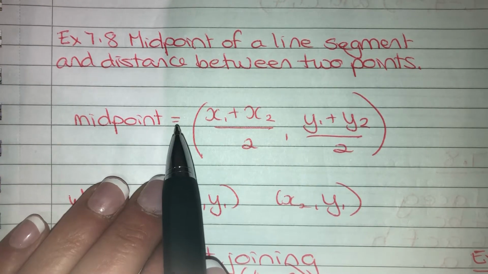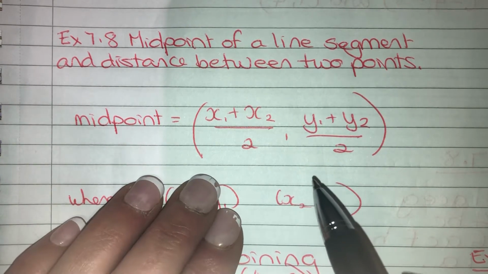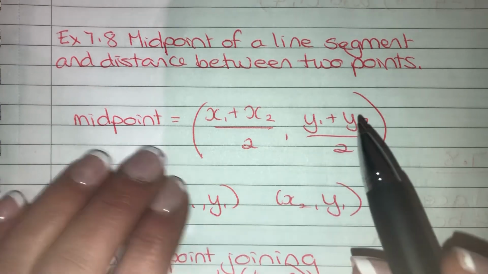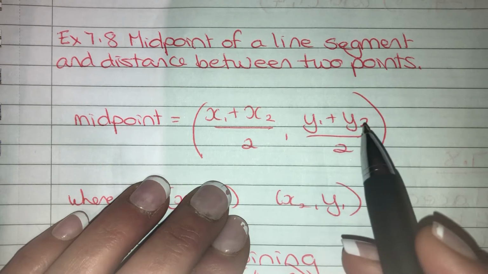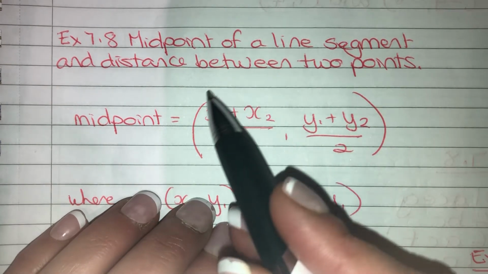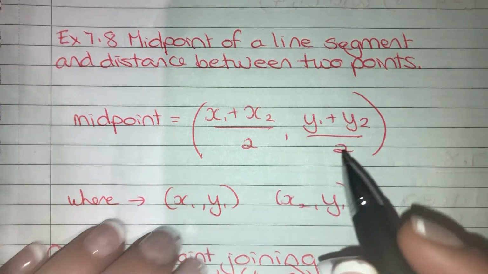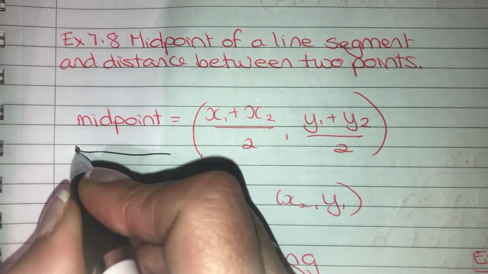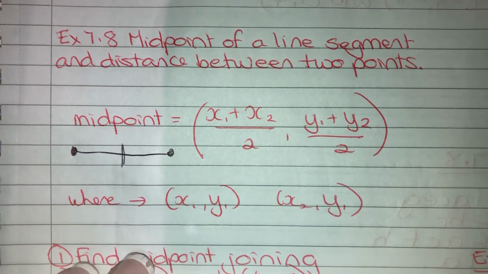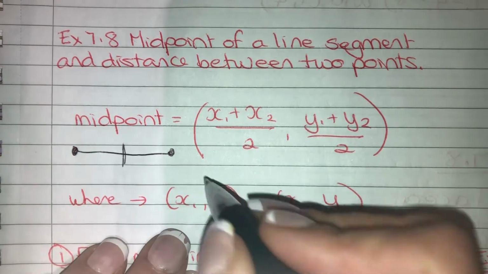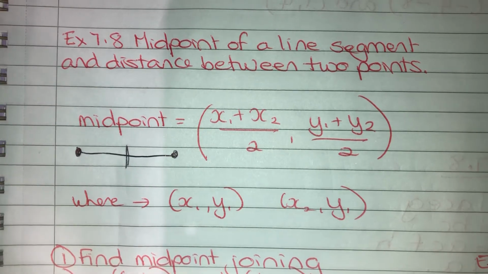Midpoint equals brackets, because what you're trying to find is a number in between two other points. So we've got (x1 plus x2) over 2 and (y1 plus y2) over 2. So you're getting the average of the two x values and the average of the two y values. That means if you get a point here and a point here, you want to know what the point in the middle is. That's all it is. Okay, so x1, y1, x2, y2. You already know about how to do that.